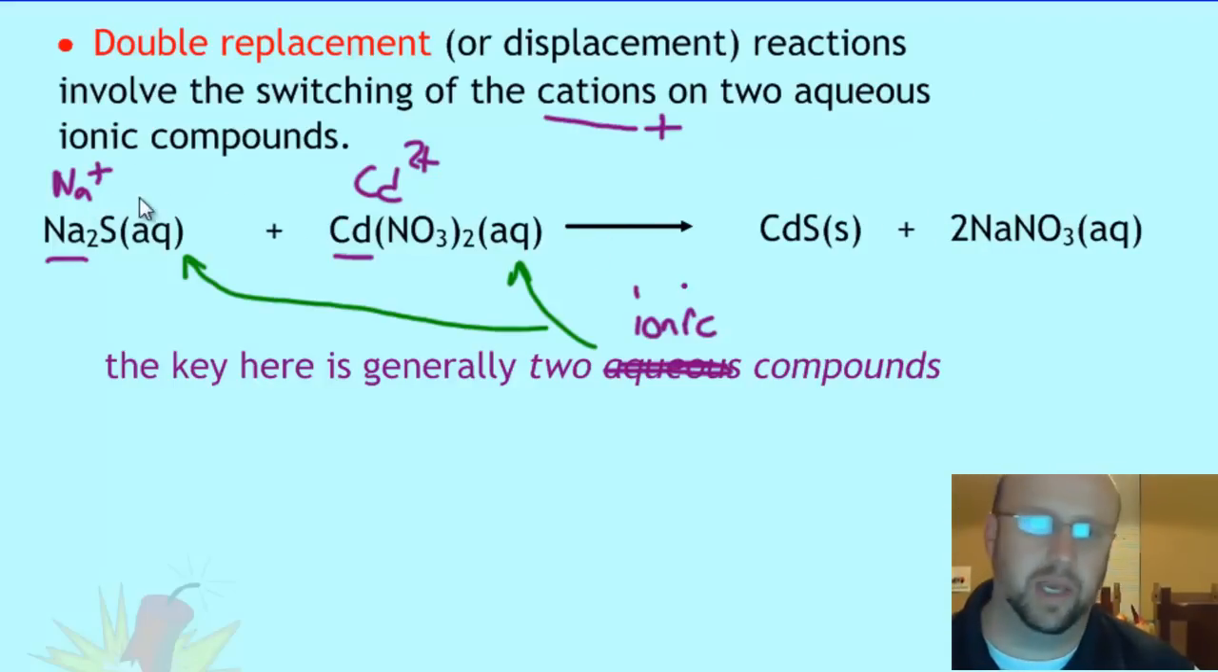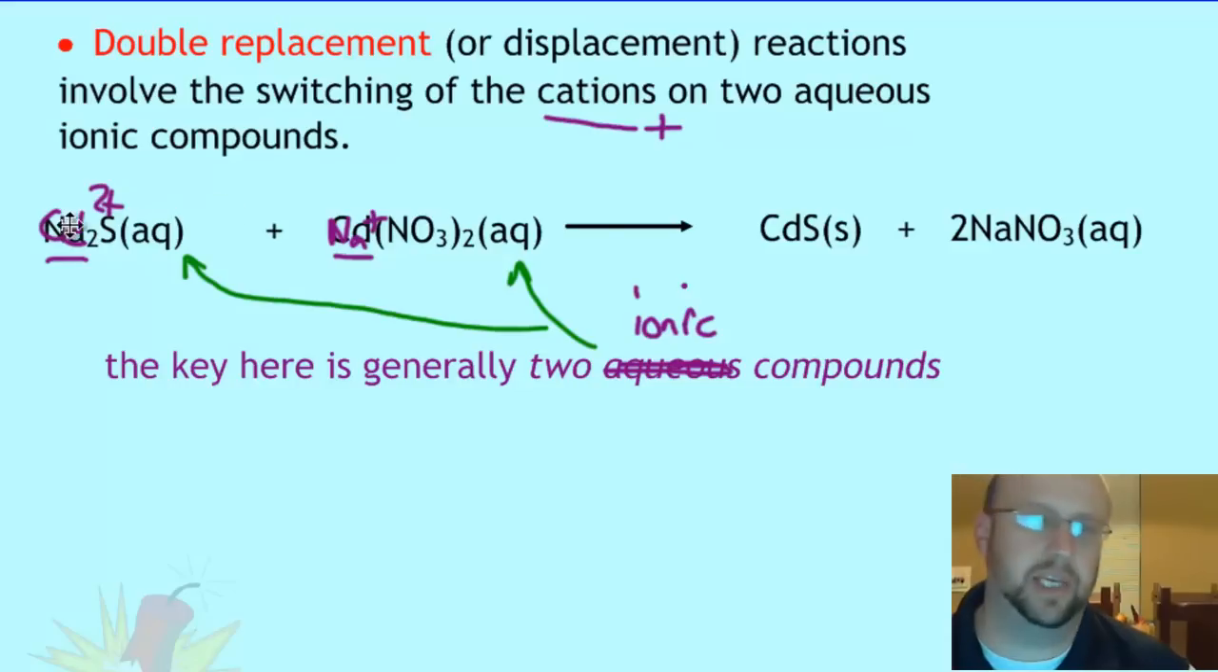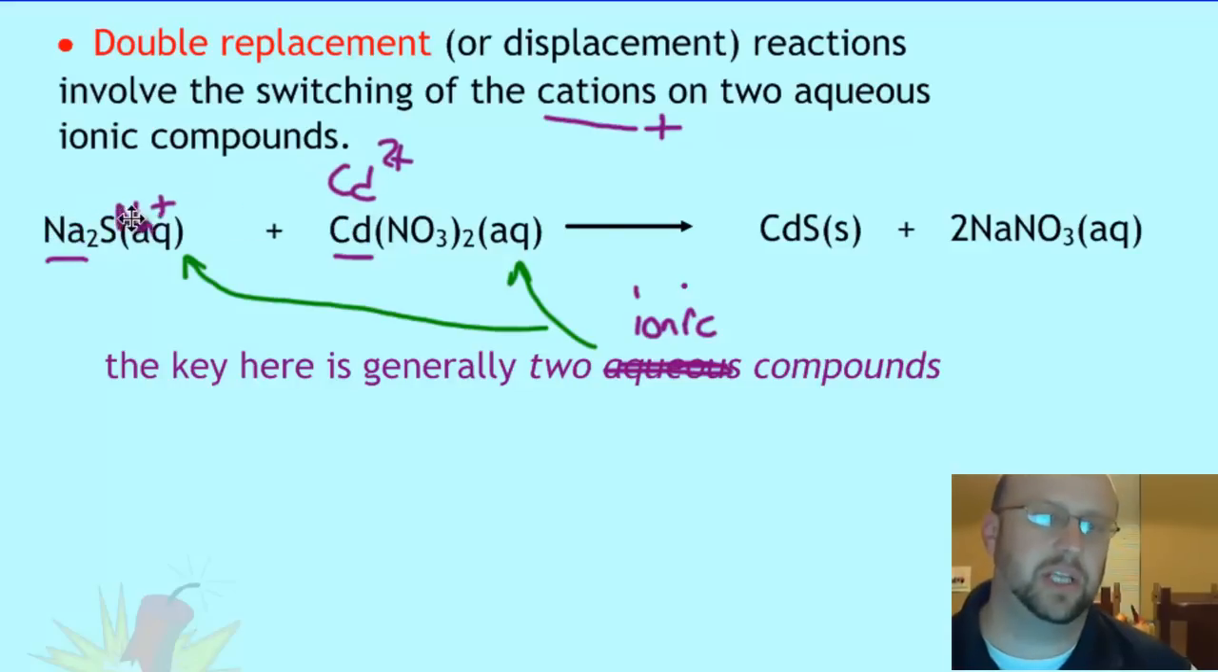Okay, so again, what's going to happen is that sodium is going to come with nitrate, sodium nitrate, and that cadmium is going to go with sulfide, and that gives me cadmium sulfide. So it's basically a double swap, where in a single replacement it was just sort of one thing kicking out the other. All right, so those are our 5 types of reactions.